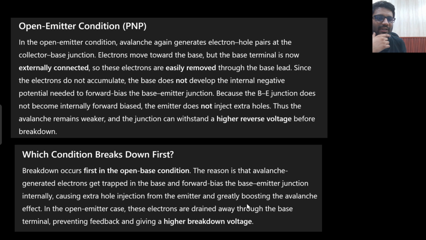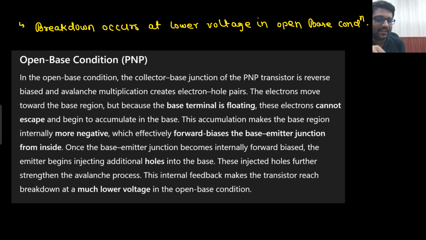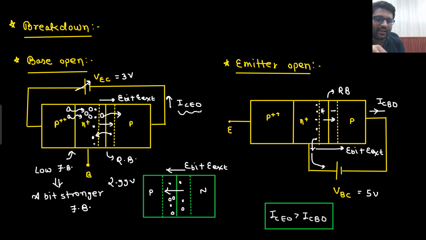What about the open emitter condition? In open emitter condition, avalanche again generates electron hole pairs at the collector base junction. Electrons move towards the base, but the base terminal is now externally connected. Okay, the same process is going on. Electrons will move here, but now they are externally connected. So these electrons will be swept away by this battery.